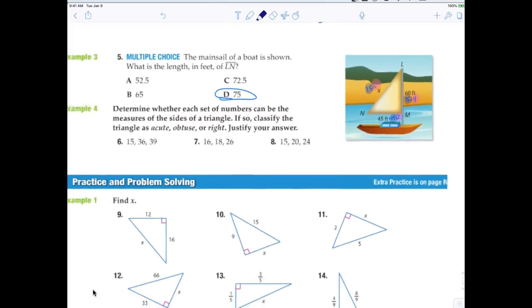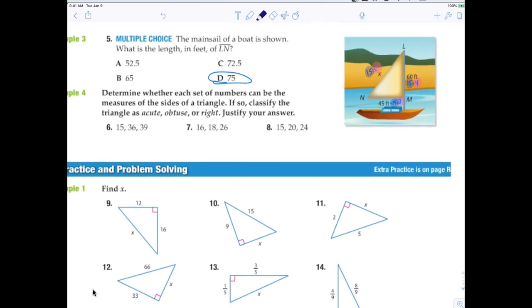All right, here we go. Now, it says, determine whether each set of numbers can be measures of the sides of a triangle. So the first thing you have to remember is a couple sections back, we had to first determine whether or not you could even make a triangle with these numbers. In order to make a triangle with these numbers, we said the sum of the two smaller sides had to be greater than the third side. So, does 15 plus 36, is that greater than 39? So that's a yes. Over here, 16 and 18, that would be a what? Yes. Over here, 15 and 20, is that a yes? Yes.